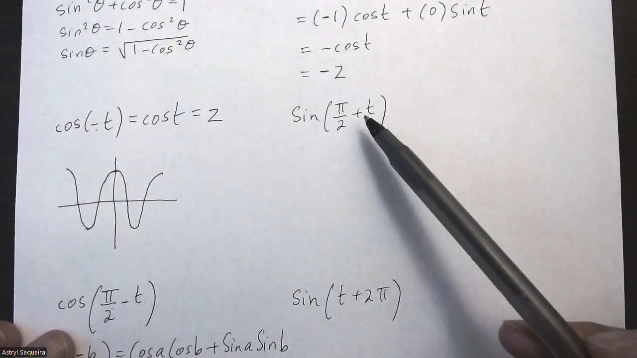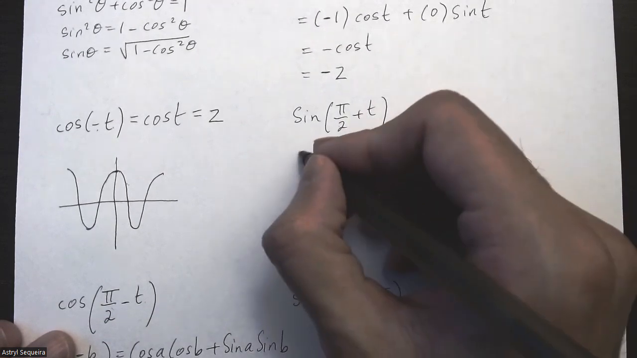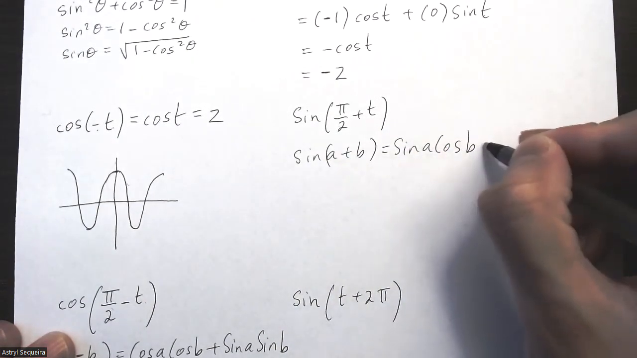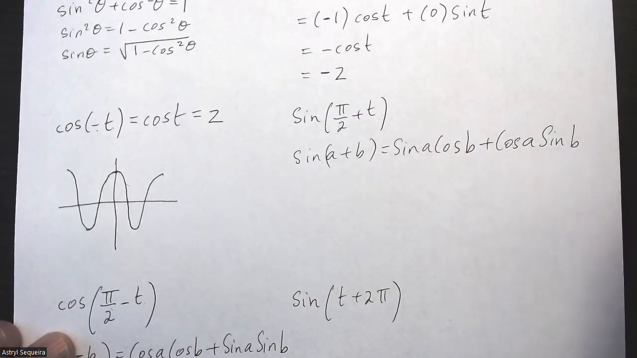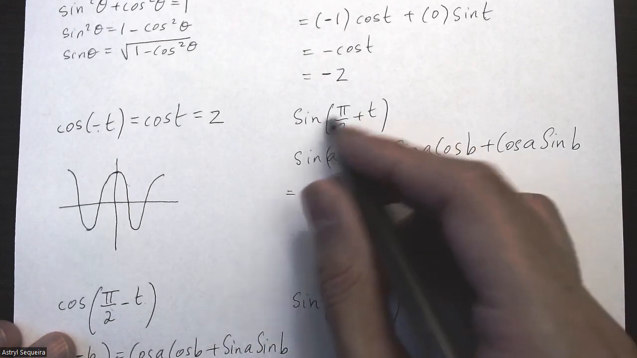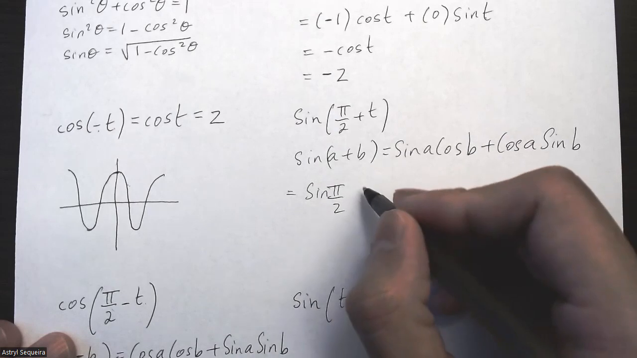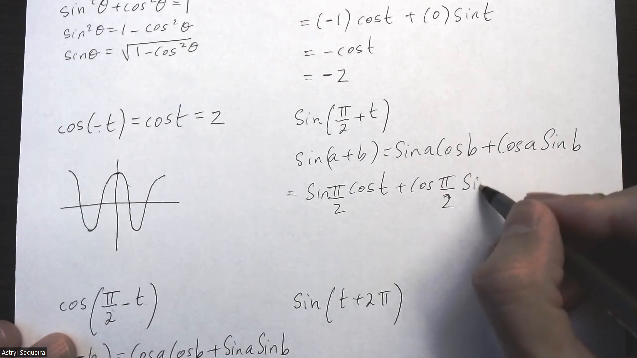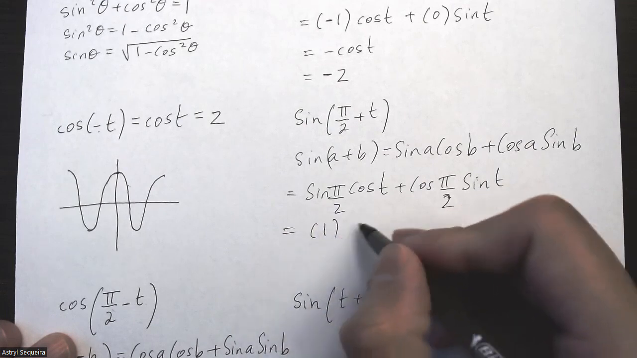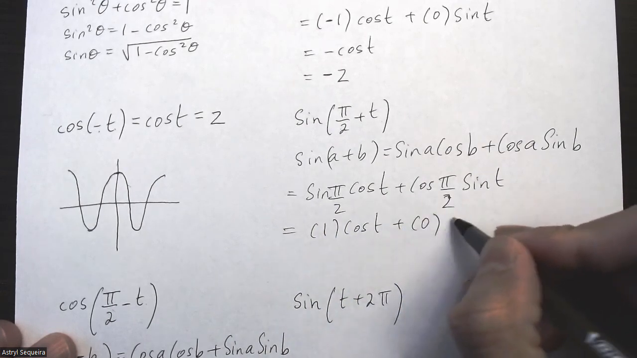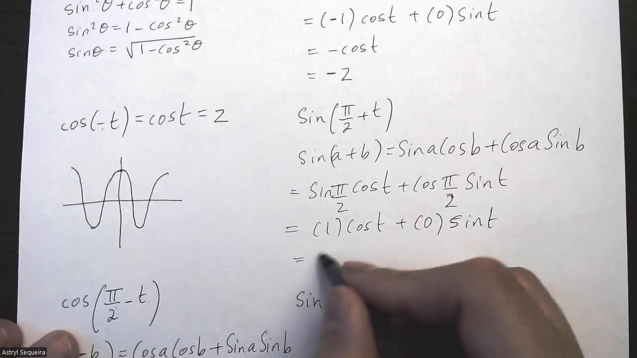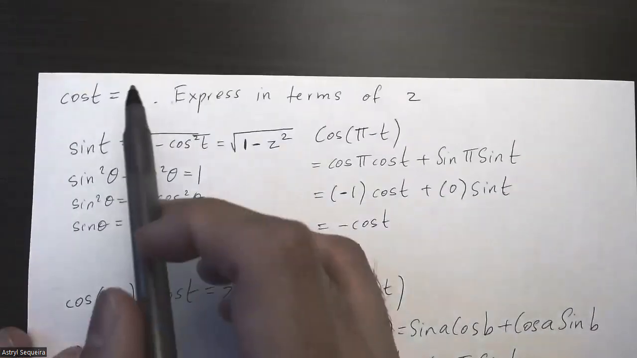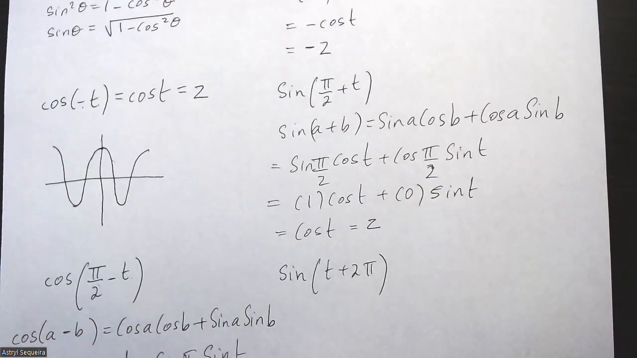Fifth one here, using the addition formula, sine(a plus b). So sine(a plus b) equals sine a cos b plus cos a sine b. So let's break this down. It's sine pi over 2 cos t plus cos pi over 2 sine t. I know that sine of pi over 2 is 1. I know that cos of pi over 2 is 0. 1 times cos t is just cos t. 0 times sine t disappears. And the solution for cos t is just z, which is given in the question. So this solution is just z again.